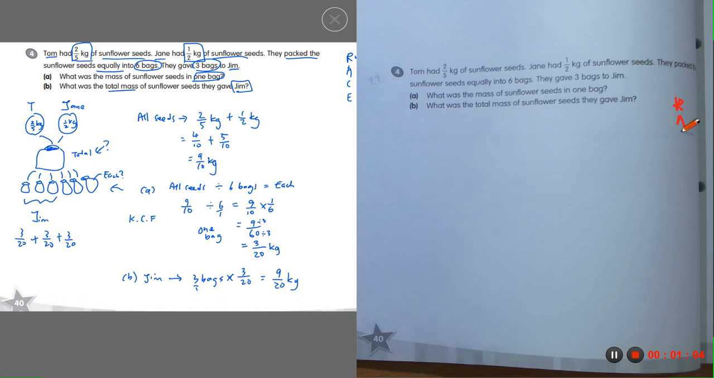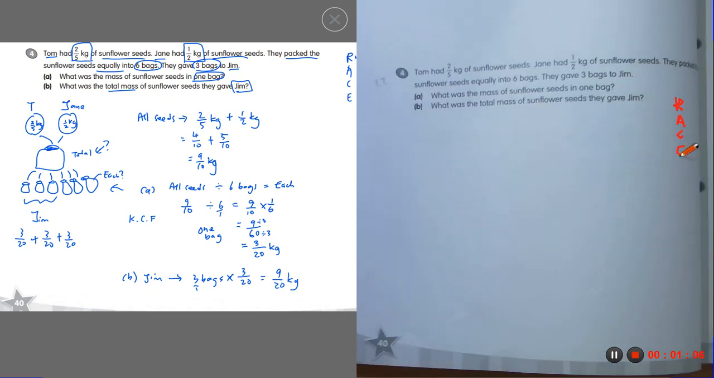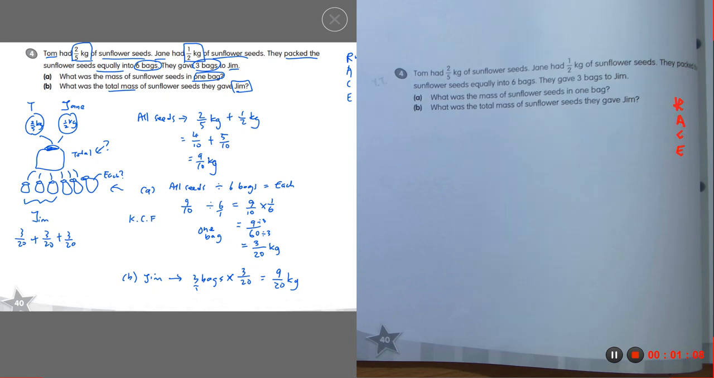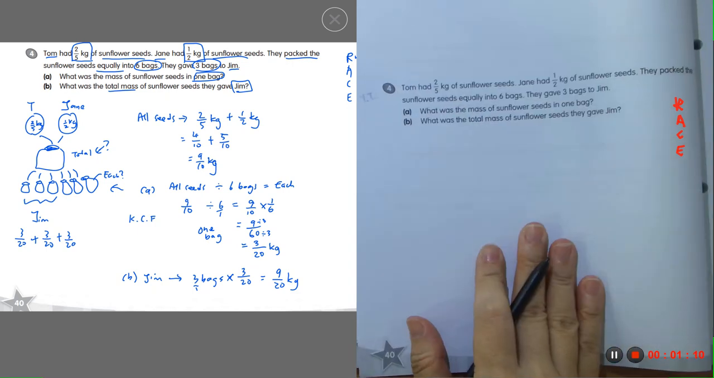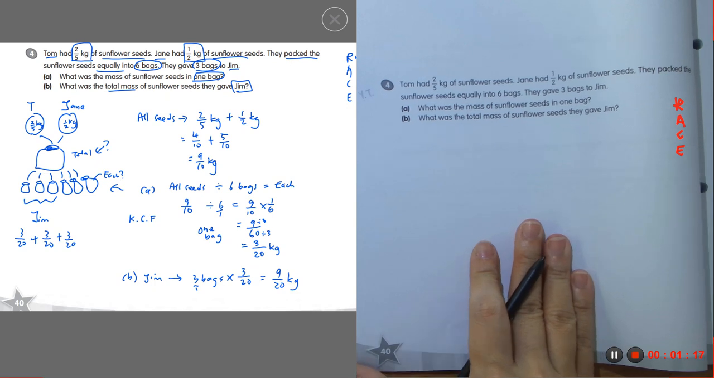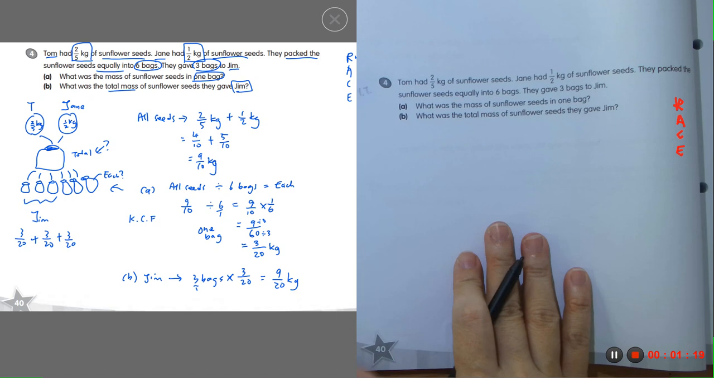You annotate your RACE. So I read and I show my reading through my annotations. Now, here's the important bit.